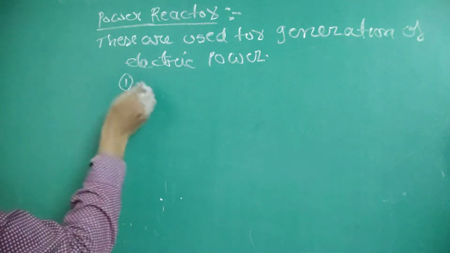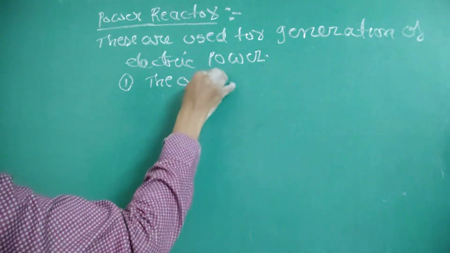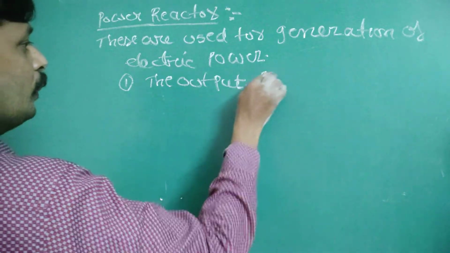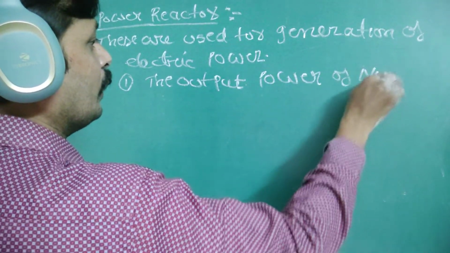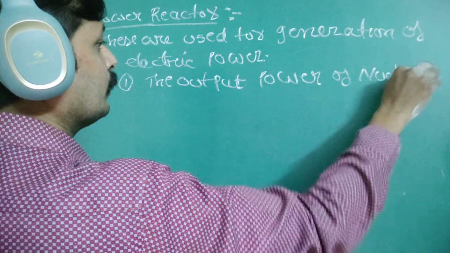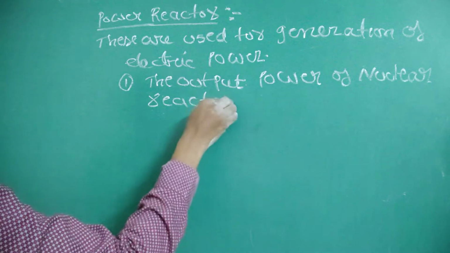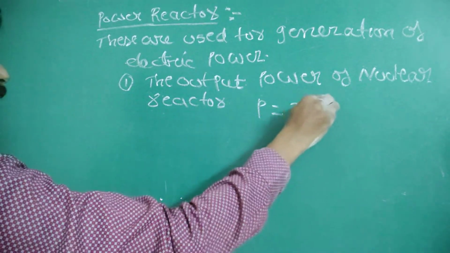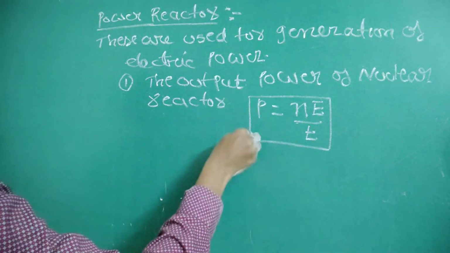Now here 2 points are coming. The output power of a nuclear reactor: P equals N E by t.